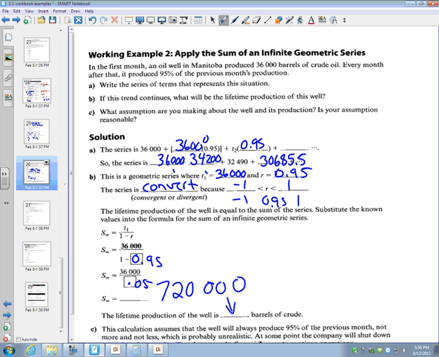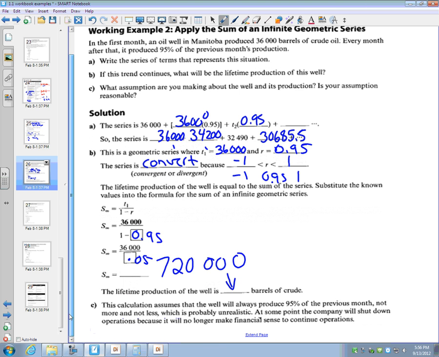Okay, the next thing it asked, what assumptions were you making? So this calculation assumes that the well will always produce 95% of the previous month, not more or less, which is probably unrealistic. At some point, the company will shut down operations because it no longer makes financial sense to continue. So at one point, they're going to be making so little oil that it won't even be worth paying their employees. And if you think about it, oil is not always a constant 95%. We've made some assumptions there.